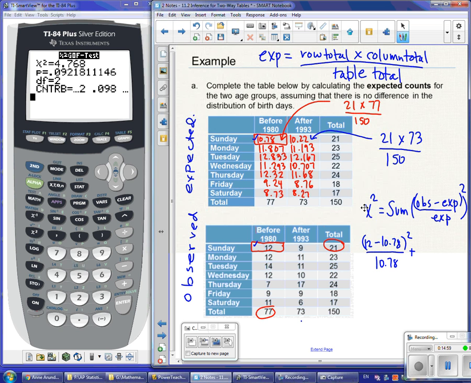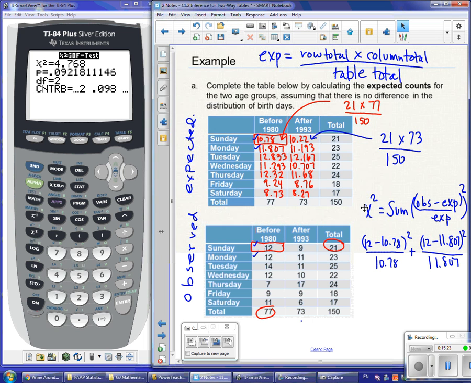And it wouldn't actually matter what order I went in, but if I went down to this particular cell, those born before 1980 on a Monday, I'd have to look at 12 minus 11.807, divided by my expected again, which is 11.807. It's painful even showing you this. So you can imagine trying to do this by hand.